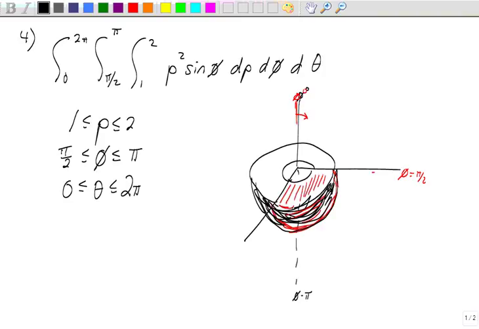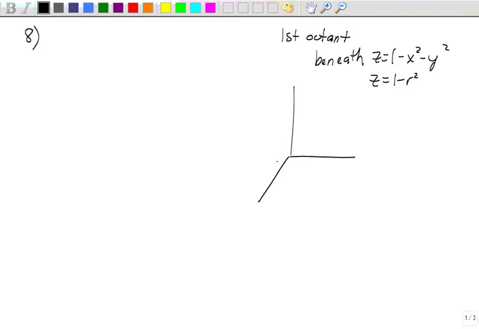Number 8. Okay, E is a solid in the first octant beneath z equals 1 minus x squared minus y squared. So that's 1 minus r squared basically. So it's beneath this paraboloid.